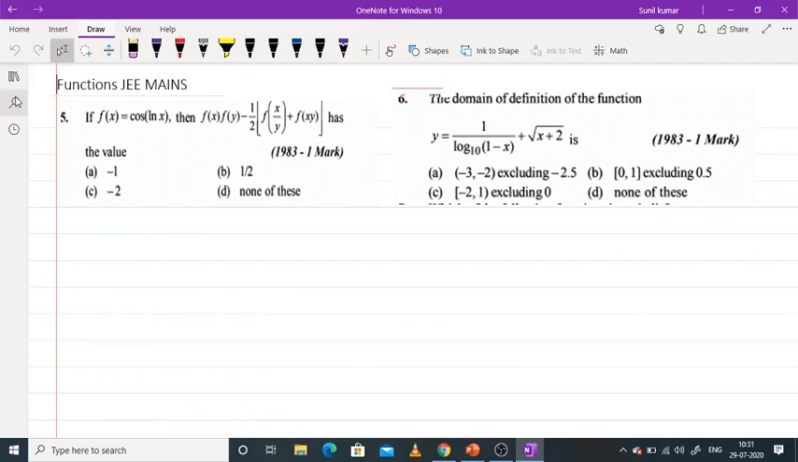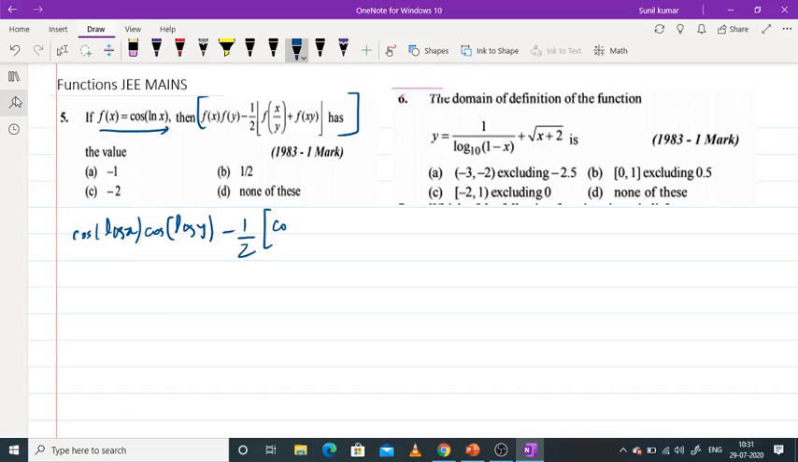Now f of x is equal to cos of log x. What is it saying? This is f of x into f of y, that is cos of log x into cos of log y minus half times cos of log x by y, plus cos of log xy. Now you know how to write x by y and xy.